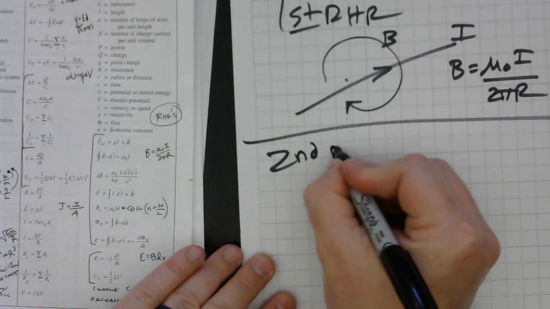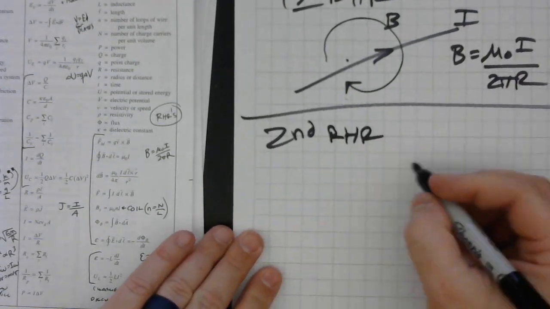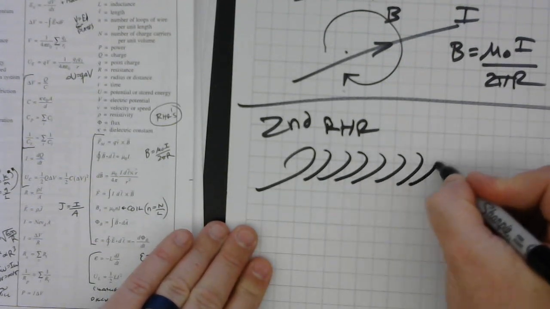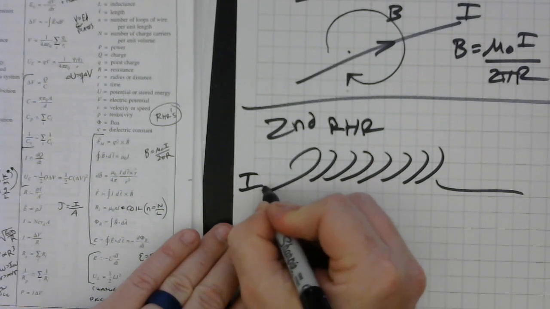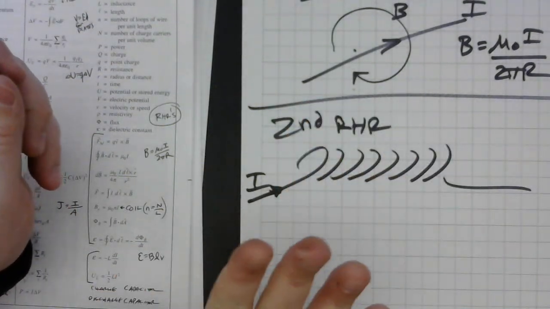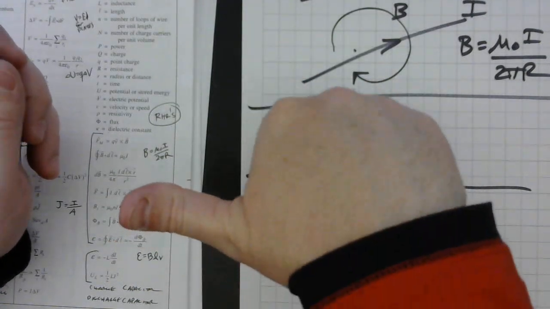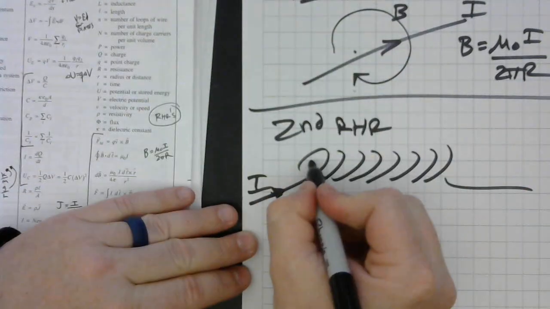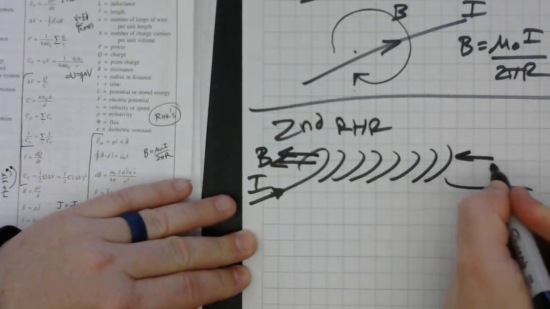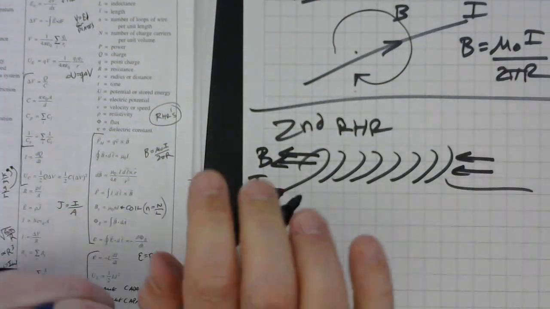My second right-hand rule is I have a coil. Okay, and let's say the current's going to the right. What I do is I grab the coil in the direction of the current, so it's going up the front, down the back, and the thumb ends up being the magnetic field. Okay, so the field ends up going in this way, to the right.